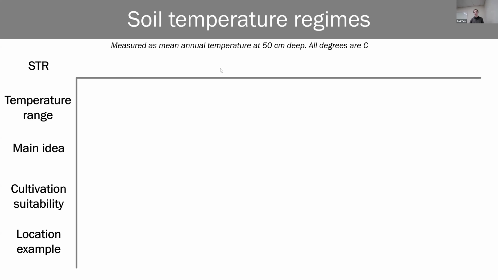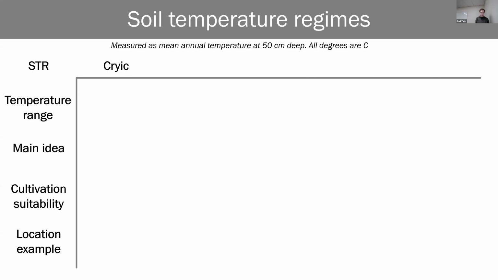mean annual temperatures at 50 centimeters deep in the soil. So rather than the amount of precipitation that we get at the surface, instead we're evaluating about 2 feet down in the soil profile, a little less, what is the temperature throughout the year, and we're doing this in Celsius. Starting off with a generally cold one, we have our cryic temperature regime.